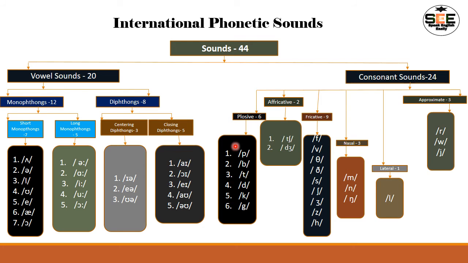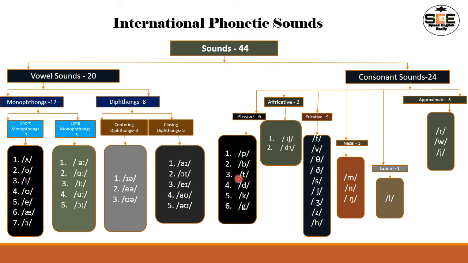Number 1, plosive sounds, 6. It is symbolized as P, so it produces the sound p. And number 2, it is B. It is written as B, but it symbolizes the sound ba. And number 3, it is T. It produces the ta sound, cha. We can say cha.